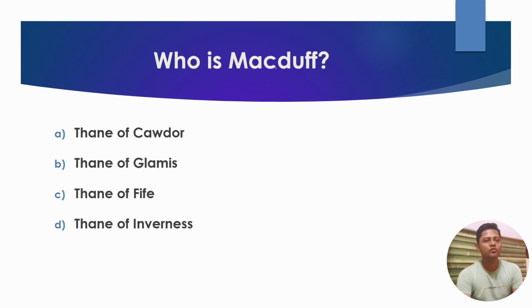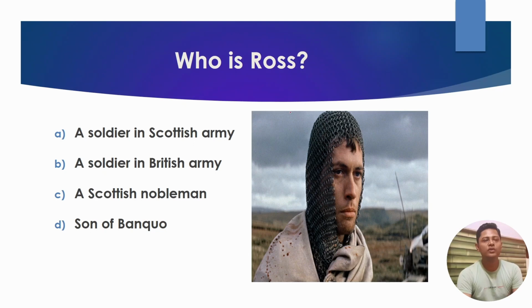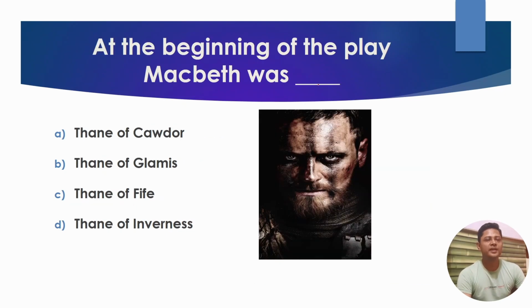Next question is, who is Macduff? He is Thane of Fife. The next question is, who is Ross? Ross is actually Thane of Ross. He is a Scottish nobleman. Next question is, at the beginning of the play, Macbeth was Thane of Glamis. He got this title because of the death of his father.